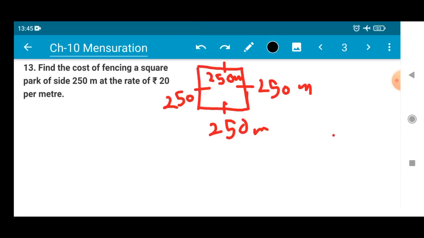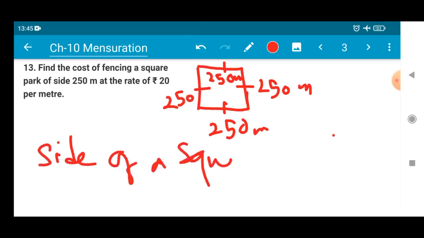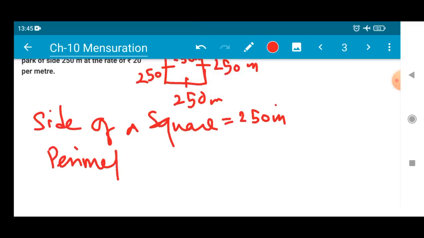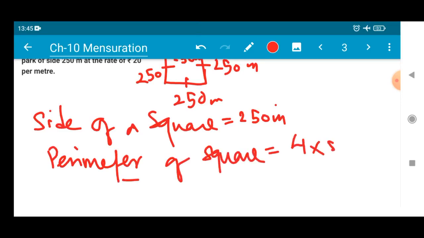Very simple. But in order to find the cost, we need to know the perimeter first of all. We will be able to find the cost only if we know the perimeter, right? So given here is the side of a square, that is 250 meter. Now what we have to find? We have to find the perimeter, only then we will be able to find the cost. How? Let us see. Perimeter of square, we know that it is 4 into side, because all the sides are equal and there are 4 sides in a square.